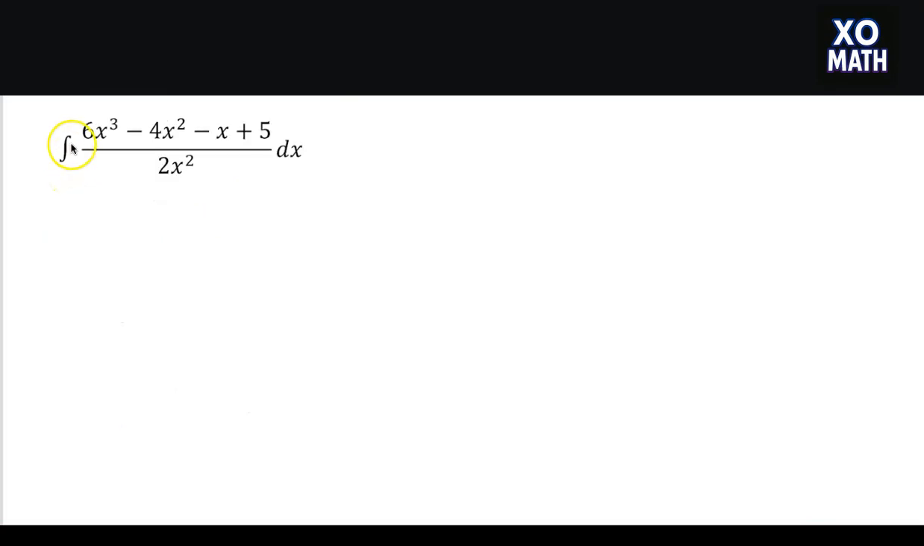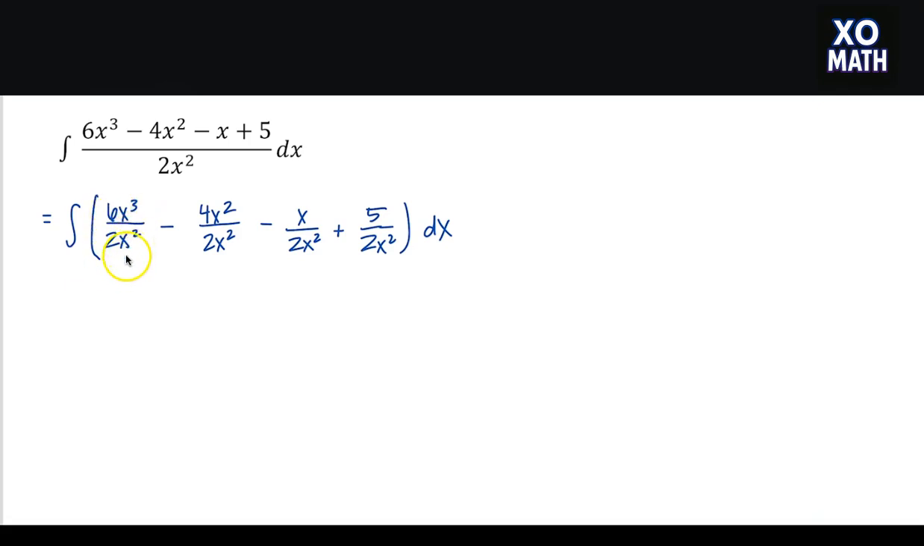Here I have the integral of 6x cubed minus 4x squared minus x plus 5 all over 2x squared dx. So I have a quotient. I cannot find the antiderivative of the numerator and denominator separately. In this example, I want to use algebra first because I have one term on the bottom, so I want to split this up. I want to take each term in the numerator and divide it by the one term in the denominator and reduce each term.